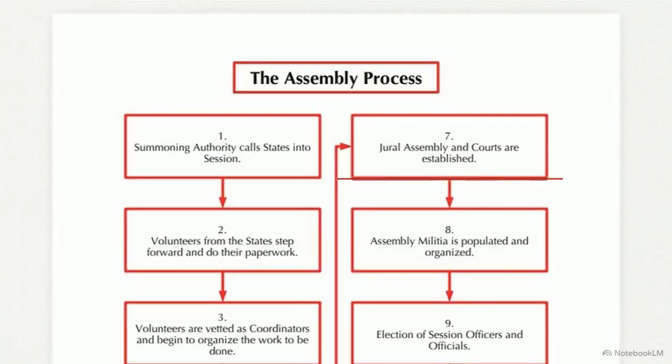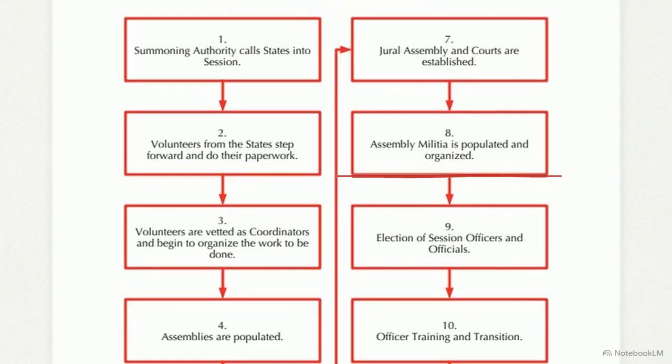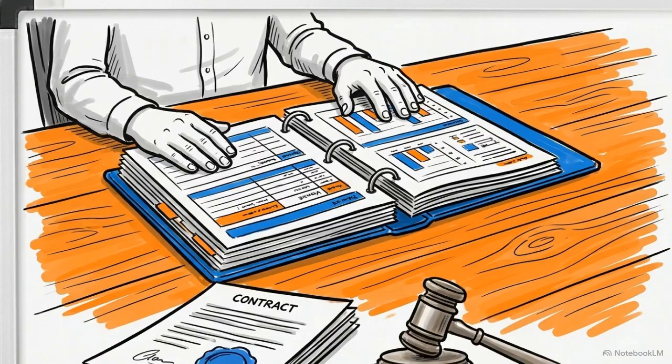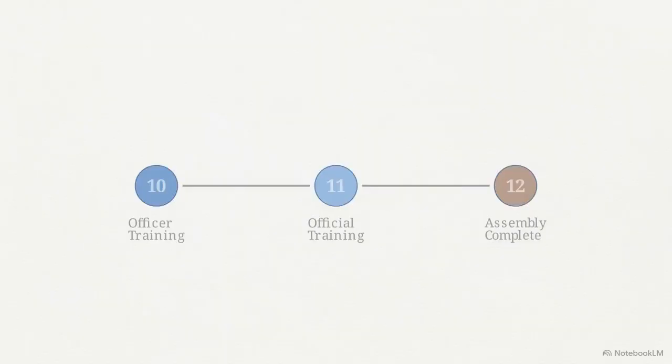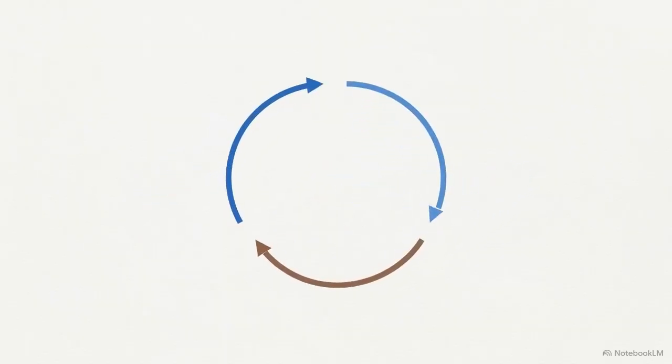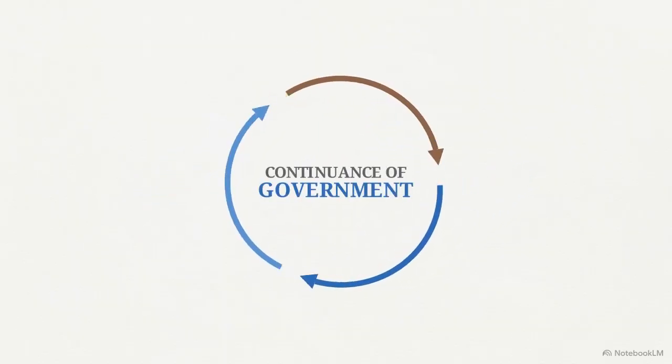Moving to the top right, Step 7 addresses long-term justice. The community establishes a jural assembly to staff courts and practice common law. Directly below, in Step 8, the assembly organizes its own militia, ensuring manpower for state-level deployments and emergencies. The final logistical mechanics involve training these newly appointed officers and executing transition plans so that the government can continue operating smoothly year after year.